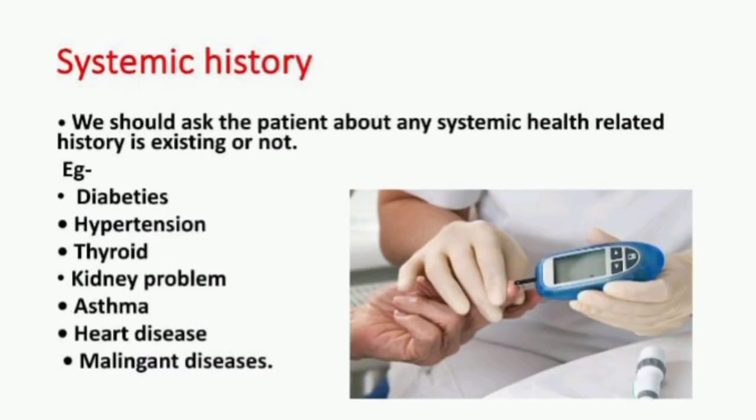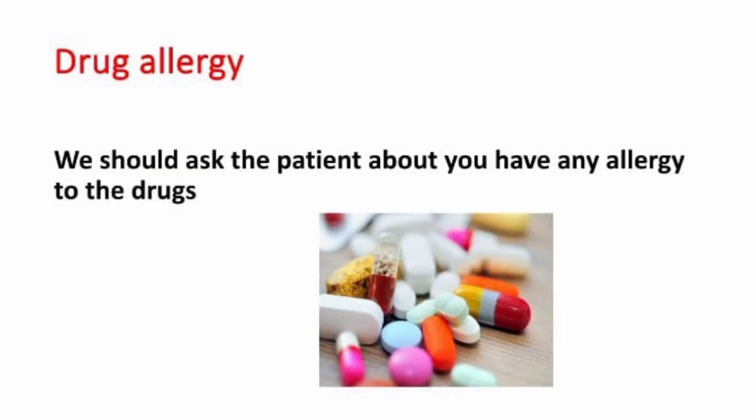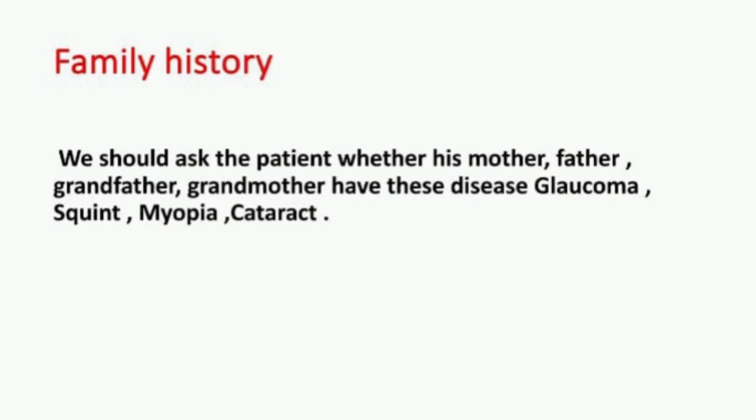Next, systemic history. We should ask the patient whether any systemic health-related history exists. For example, diabetes, hypertension, thyroid, kidney problem, asthma, heart diseases and malignant diseases. Next, drug allergy. We should ask the patient whether you have any allergy to drugs and also mention it. Let's see about family history. Family history helps to identify hereditary diseases. Ask the patient whether family members have diseases like glaucoma, squint, myopia or cataract.